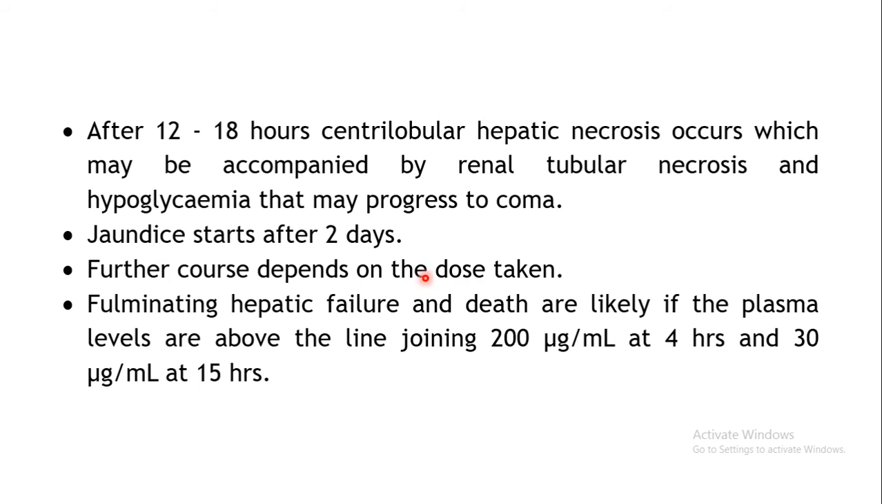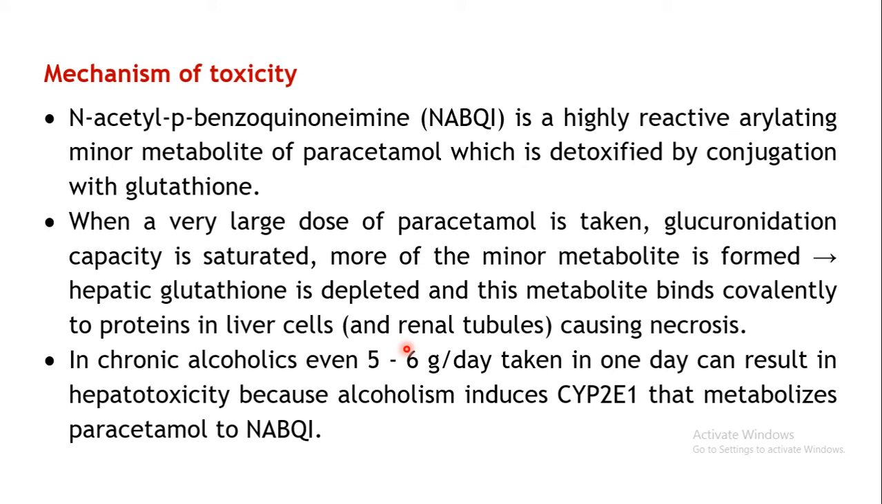Further complications will depend upon how much of the drug is consumed. And this is very important: fulminant hepatic failure, that is a sudden hepatic failure, and death may occur if a particular plasma level is exceeded. Supposing at 4 hours the plasma concentration was 200 micrograms per ml, and at 15 hours it was 30 micrograms per ml. The line joining these two, if you go beyond this plasma concentration, then fulminant hepatitis or hepatic damage may be precipitated.